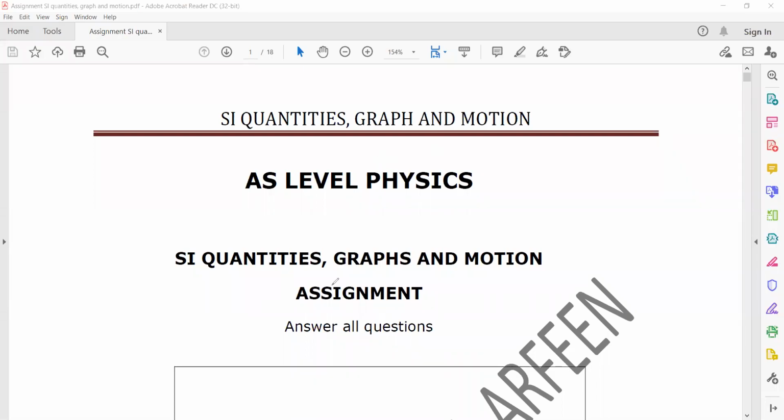Good evening, everyone. This is Unit 1 AS Physics. The topic-wise discussion is on questions related to SI quantities, graphs, and motion. In the last session, I discussed the first 20 questions, and we'll continue the discussion from 20 onwards.